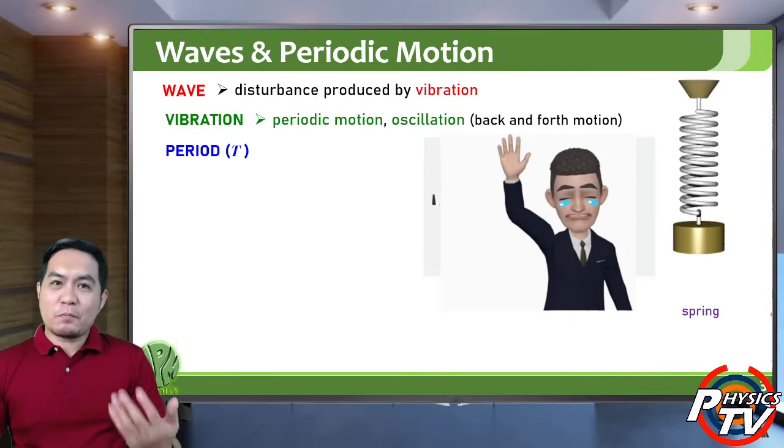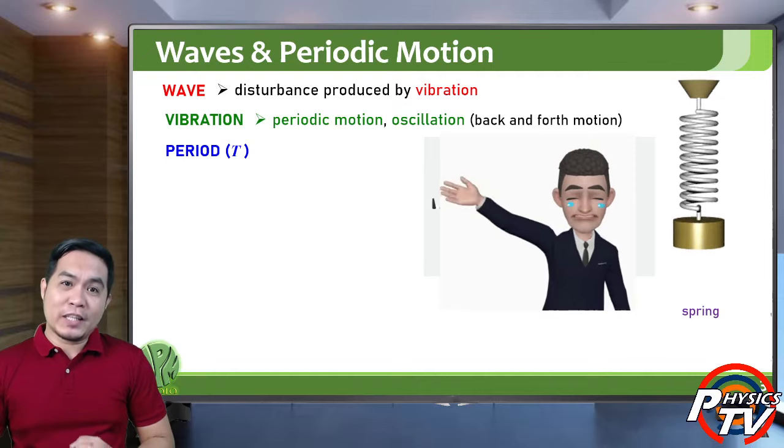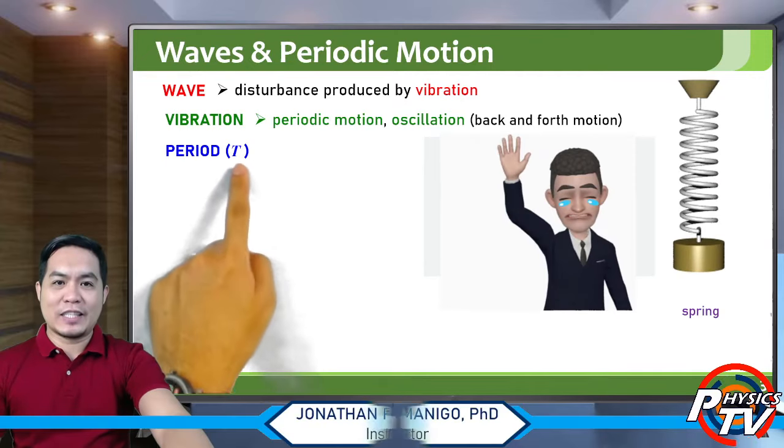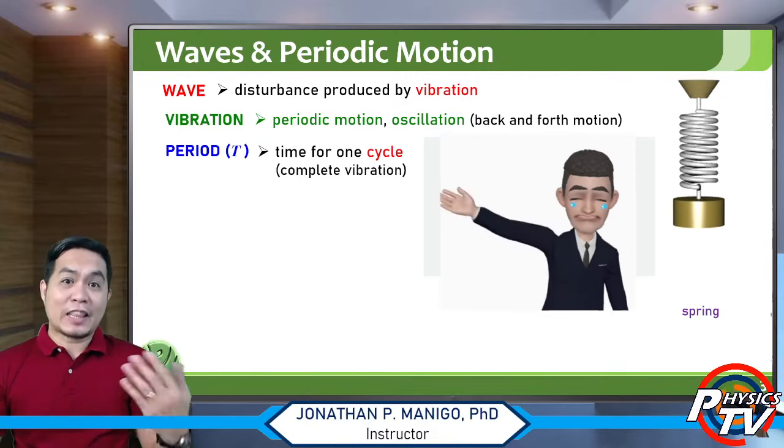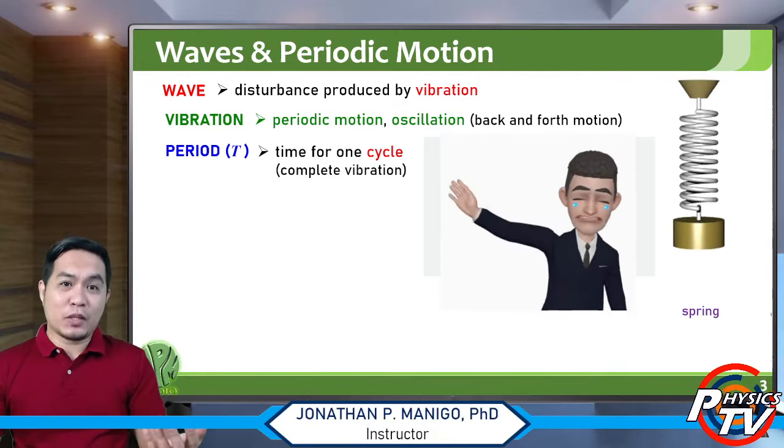So a wave has a property called a period, denoted by the symbol T. It's actually a time quantity. It's the time for one cycle or one complete vibration or one complete back and forth motion. So the time for that is what we call a cycle.